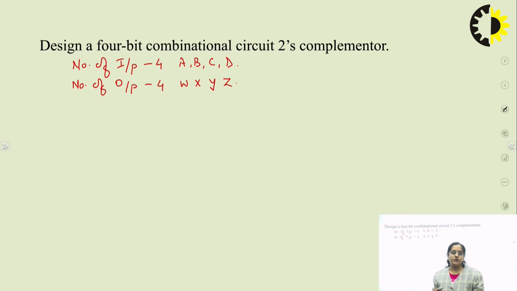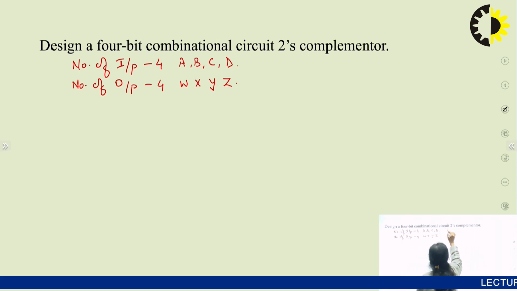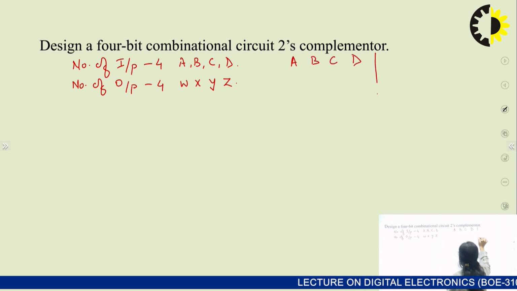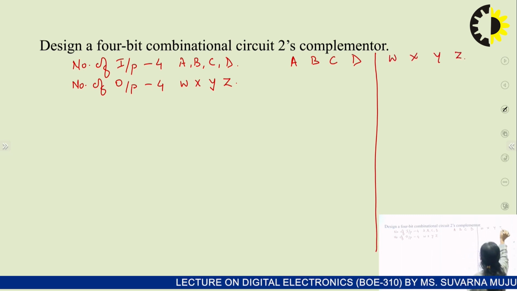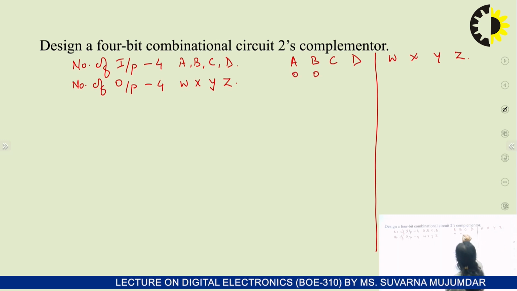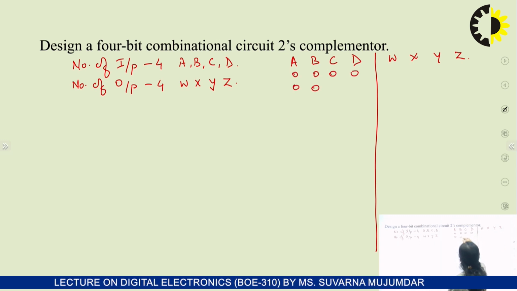So 4 inputs, 4 outputs. We have 16 combinations, and for each combination we have to find the respective 2's complemented value as the output. So we will draw the truth table for this: A, B, C, D, W, X, Y and Z. Again we have to write the whole combination for it.